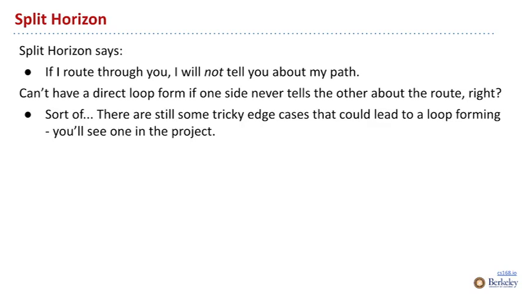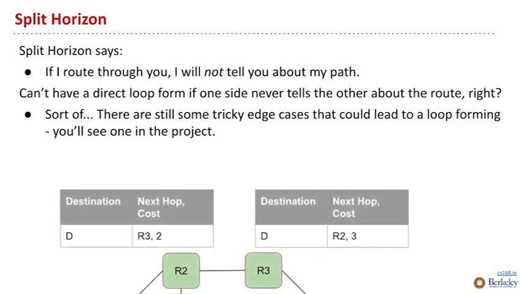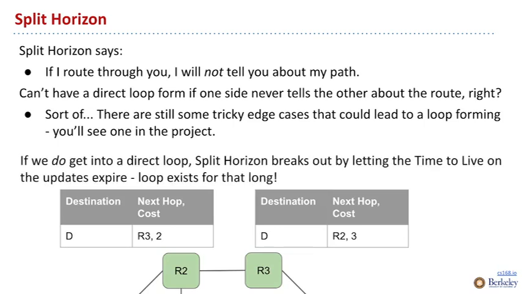But there are still edge cases where they can come up. And what happens in those edge cases? So let's say that with one of these edge cases, we get into this scenario where R2 wants to give its packet to R3, R3 wants to give it to R2. Split horizon does get us out of this issue where R2 is not going to tell R3 about its route, and R3 is not going to tell R2 about its route anymore, now that they're pointing at one another.